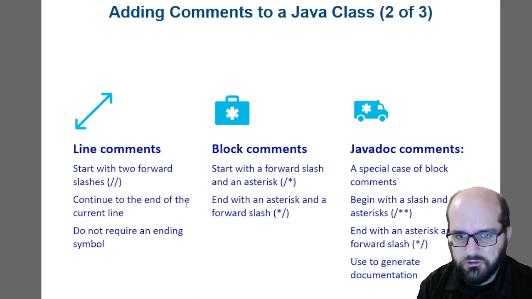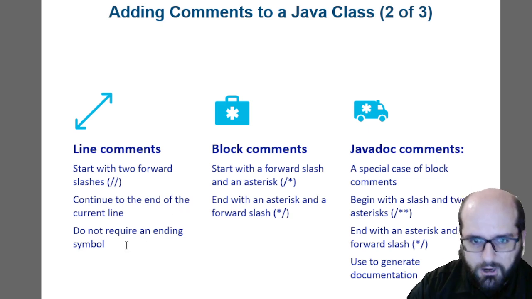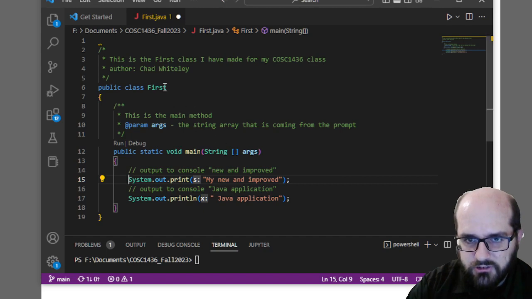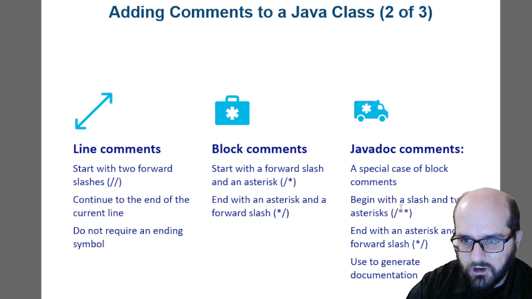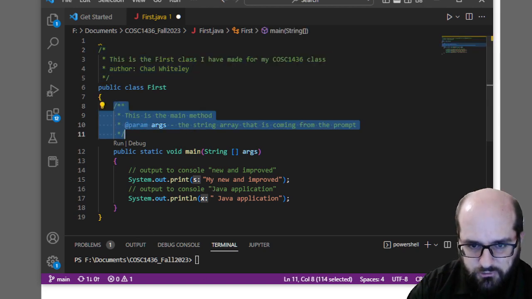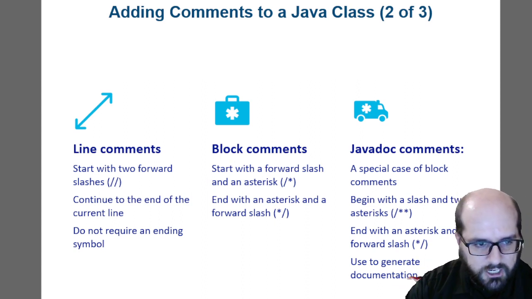Line comments start with 2 /. They continue to the end of the current line and do not require an ending symbol. The block comments start with a / and an asterisk. They end with an asterisk and a /, as you can tell in this block comment here. Java docs start with a / and 2 asterisks, and they end with this asterisk and a /. As you see here, these are used to create documentation for the Java program to generate documentation.